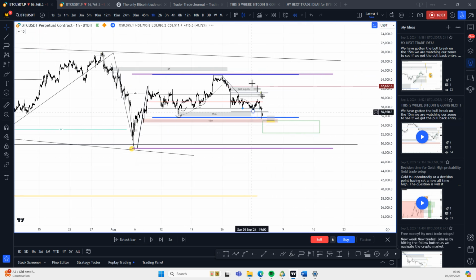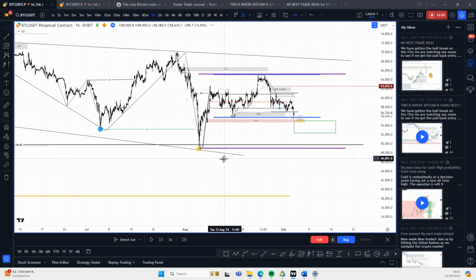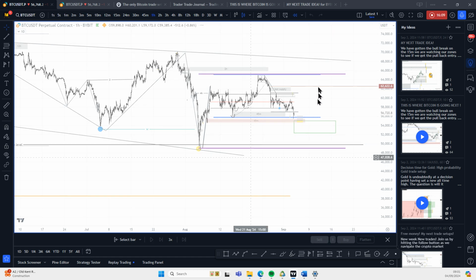So as price comes down now, we have a bigger range now, don't we? Because we have range low, range high. So we're going to be looking for a reaction.